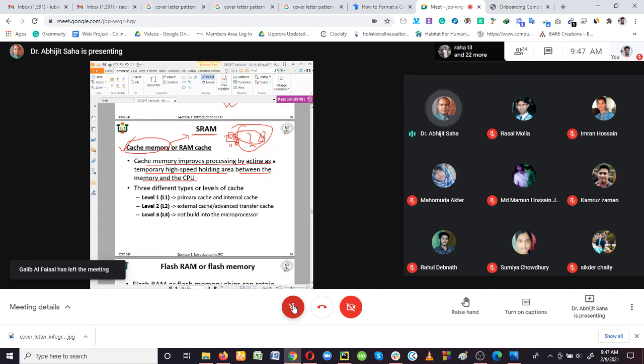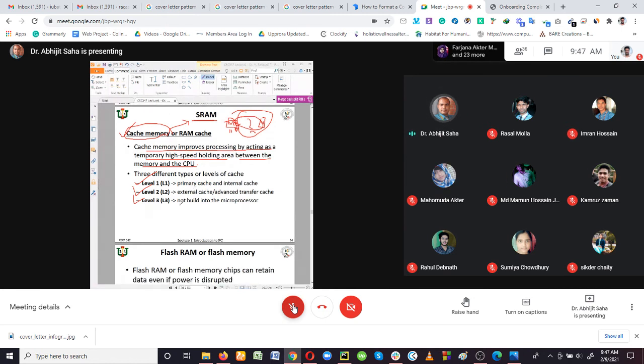There are different levels of caches: L1, L2, and L3. Now the question is why we have different levels of caches. There is a reason behind it. First, we should know that L1 is the primary cache and internal cache. L2, level 2, is the external cache or advanced transfer cache. L3 is not built into the microprocessor.